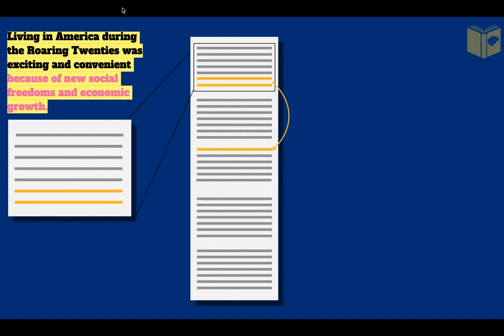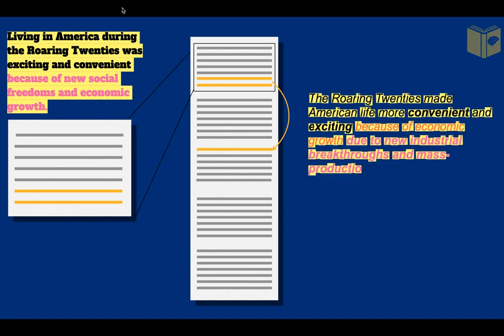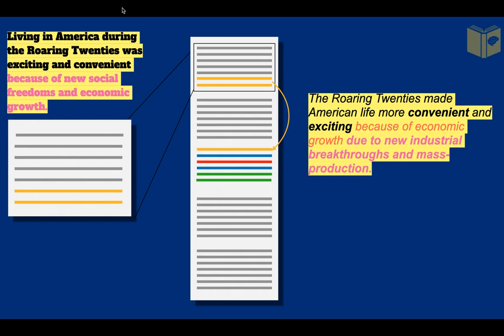So I might write one body paragraph about this, and my claim is going to be more detailed than my thesis statement. So I might write, the Roaring Twenties made American life more convenient and exciting because of economic growth, due to new industrial breakthroughs and mass production. Now, I've linked it to my thesis statement by using similar wording, convenient and exciting, for instance. I've made it clear what my paragraph will roughly be about in terms of my thesis statement, economic growth. And I have expanded and gone deeper by explaining how and saying due to new industrial breakthroughs and mass production. That's a great paragraph subclaim.